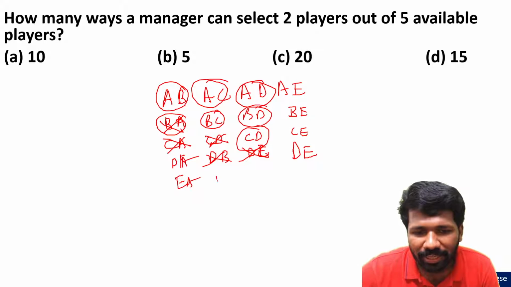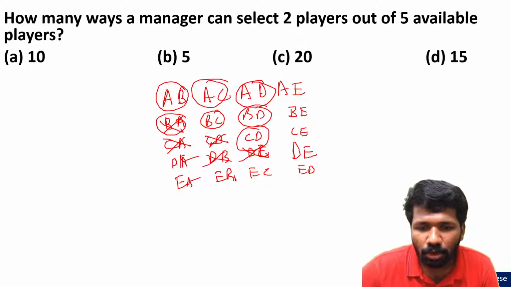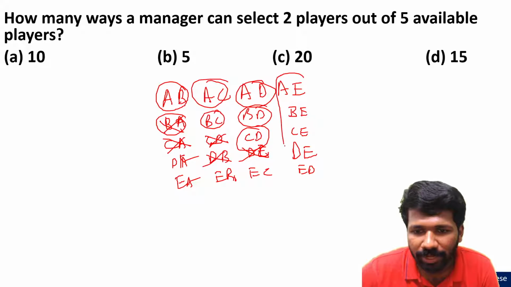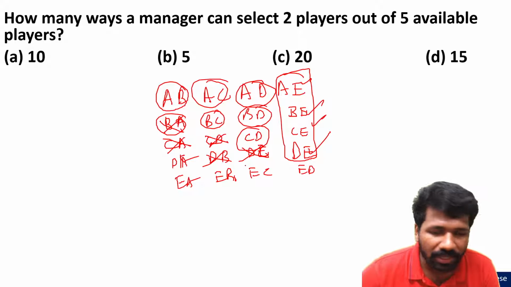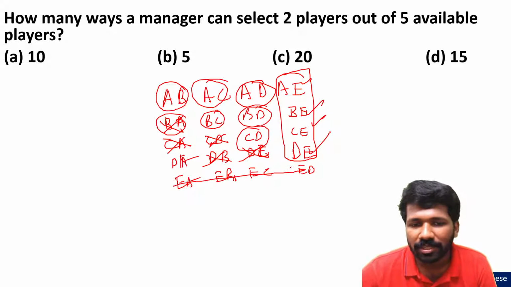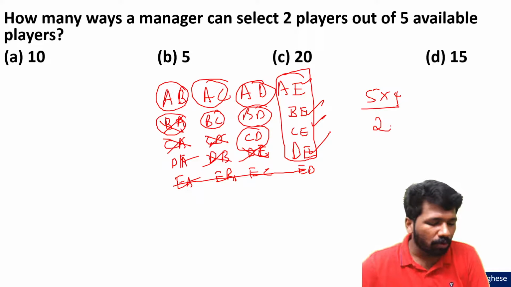Similarly, EA, EB, EC, ED are all same because that is already written, this column format, AE, BE, CE, DE. So this is repetition. Or in other words, previous question we got 5 into 4, right? Only half of it are original here.